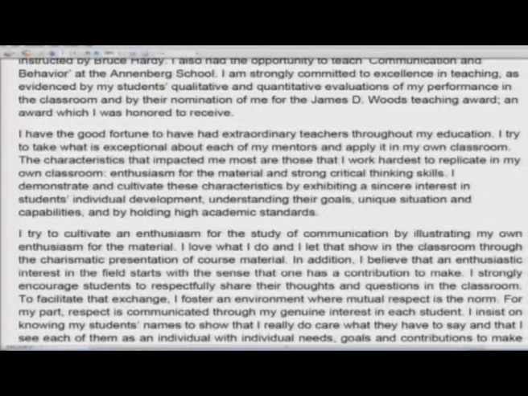So, here the candidate briefly talks about his or her teaching philosophy, the qualities which the candidate attempts to focus on: enthusiasm for the material and strong critical thinking skills. And where have these come from? These have come from the candidate's mentors.